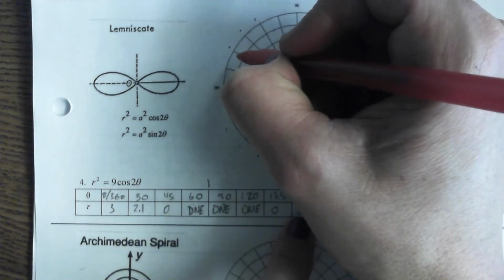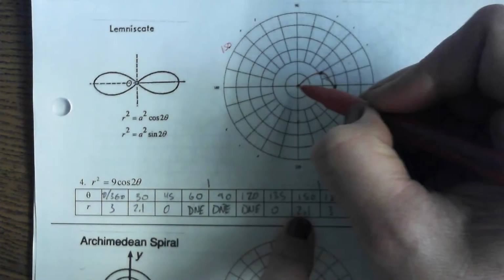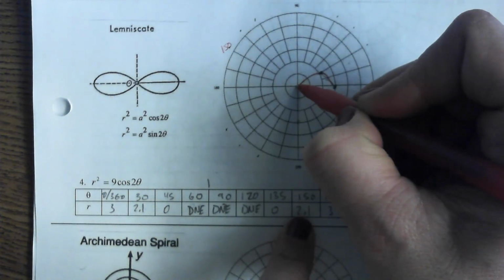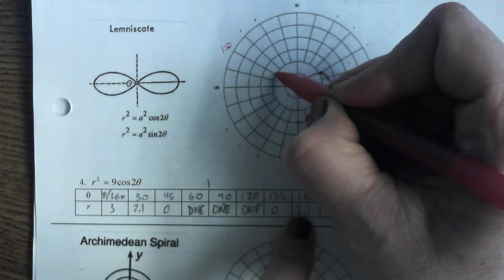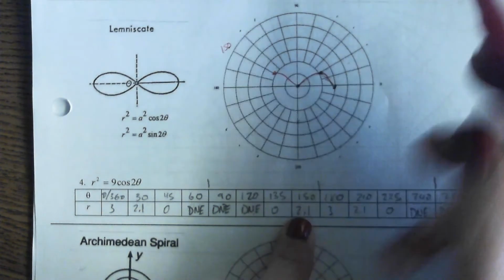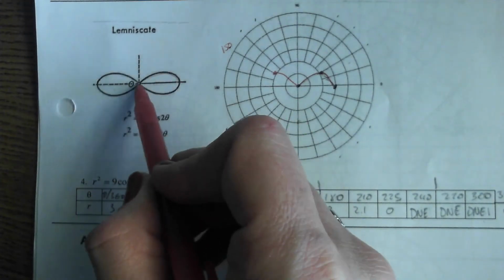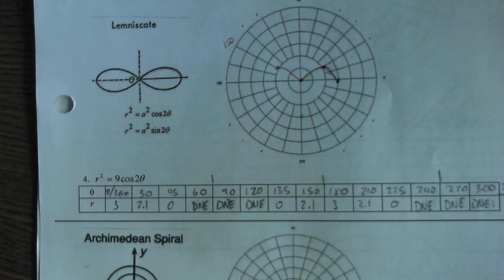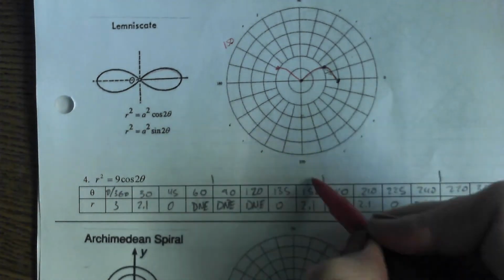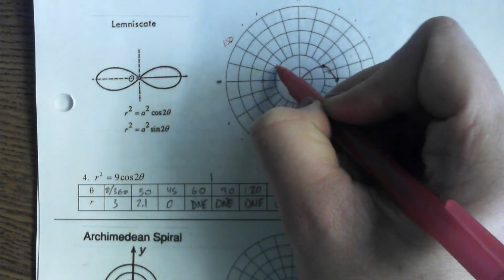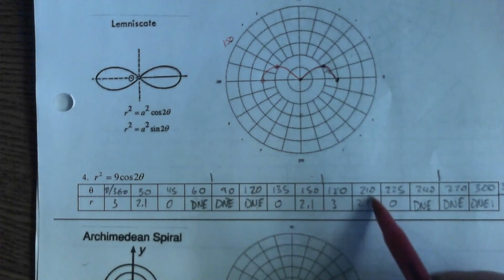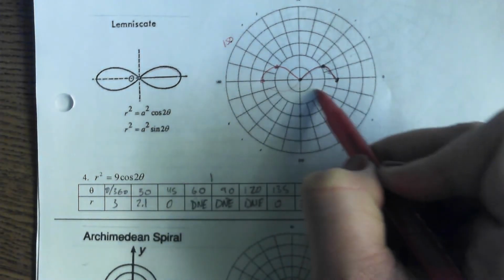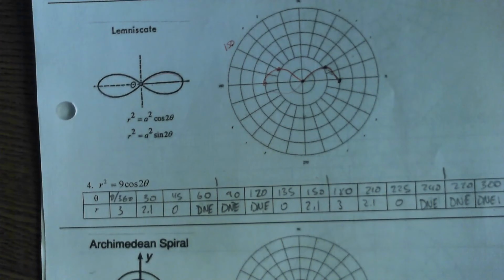150, which is here, goes to 2.1. You're getting this top first. But it will all work out. So 180 is 3. So that goes there. And then when you come back around, you're just going to come back around, and that's going to be what you see. You just skip those points.